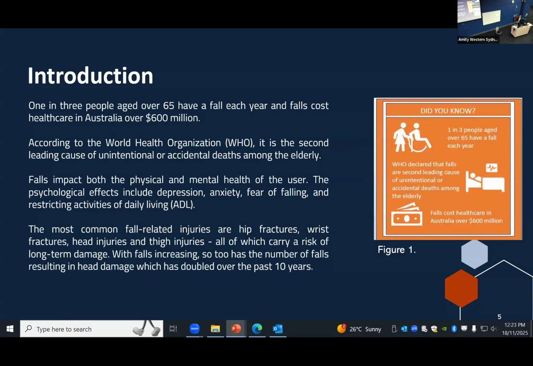Here are a couple of statistics. The value shown here, 600 million, actually refers to something like 12 years ago in Australia. So the value is much higher now. It's not just because of inflation and the cost of living. It's just that we're getting older. We have more older people at the moment.